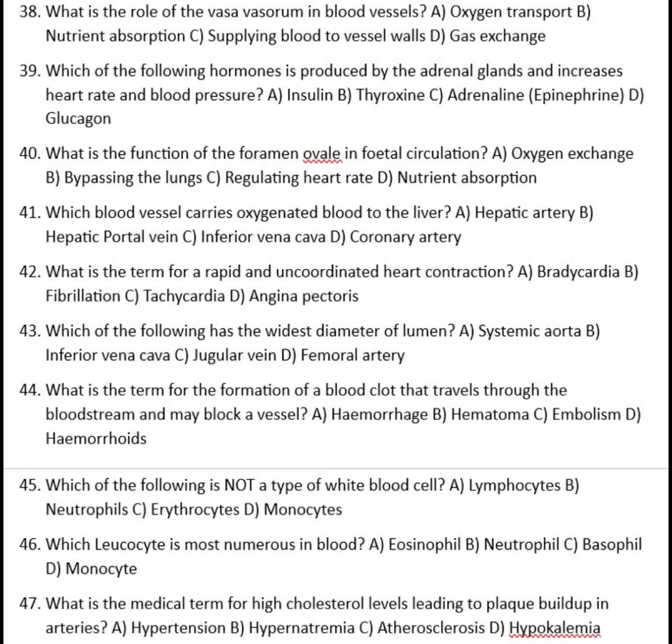45. Which of the following is not a type of white blood cell? A. Lymphocytes. B. Neutrophils. C. Erythrocytes. D. Monocytes. 46. Which leukocyte is most numerous in blood? A. Eosinophil. B. Neutrophil. C. Basophil. D. Monocyte. 47. What is the medical term for high cholesterol levels leading to plaque buildup in arteries? A. Hypertension. B. Hypernatremia. C. Atherosclerosis. D. Hypokalemia.